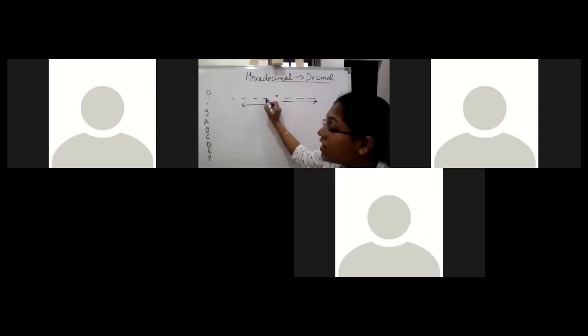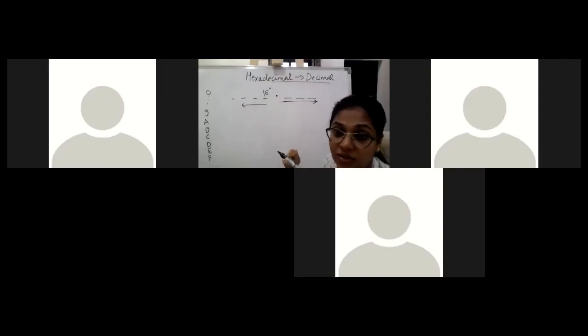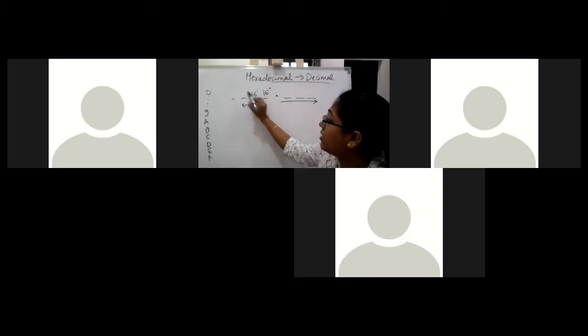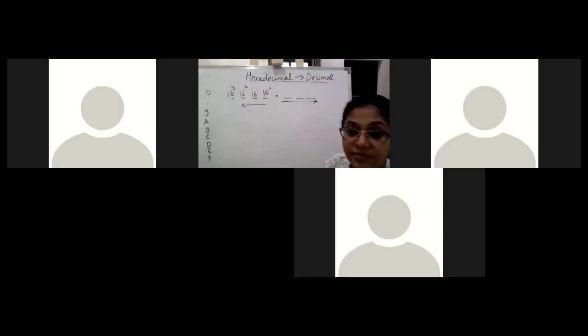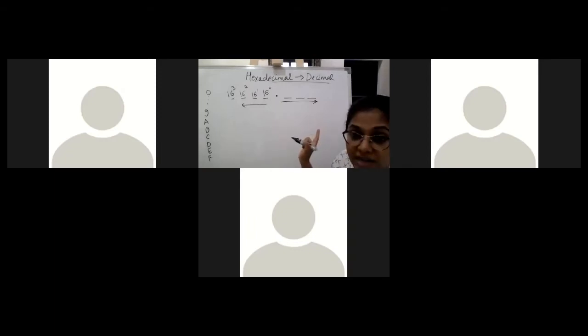So for the first place, on the right hand side of the decimal point, this will be 16 raised to 0. And as we go to the left hand side, the powers are going to increase. So it is 16 raised to 1, 16 raised to 2, 16 raised to 3. As we go to the right hand side of the decimal, it is going to go in negative: 16 raised to -1, 16 raised to -2, 16 raised to -3.